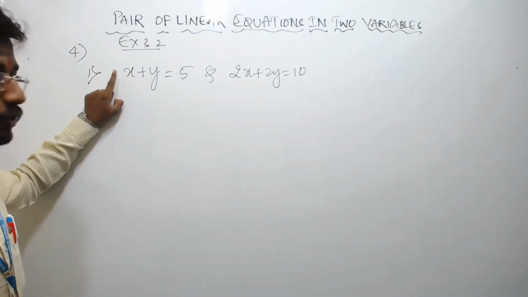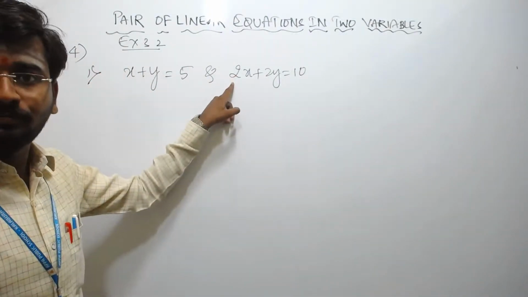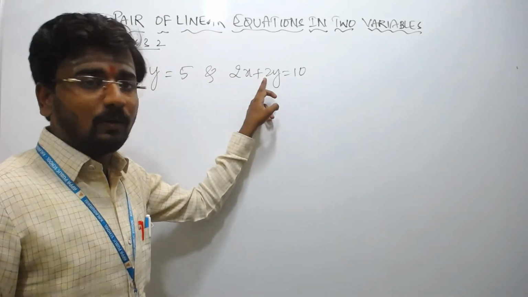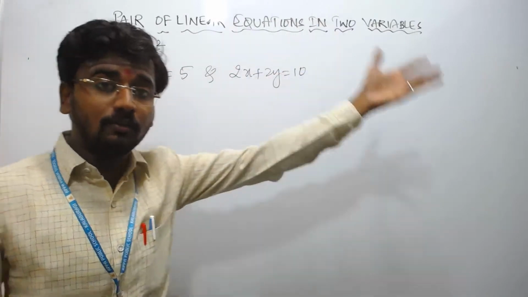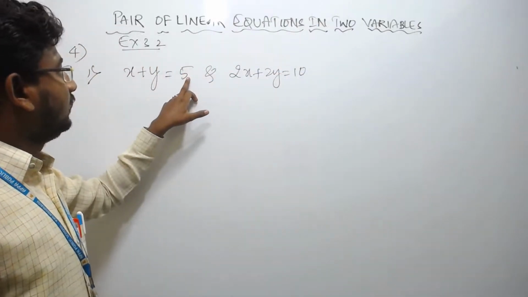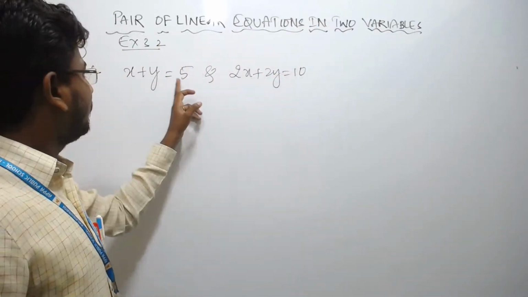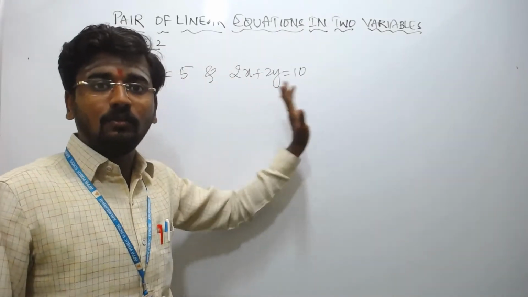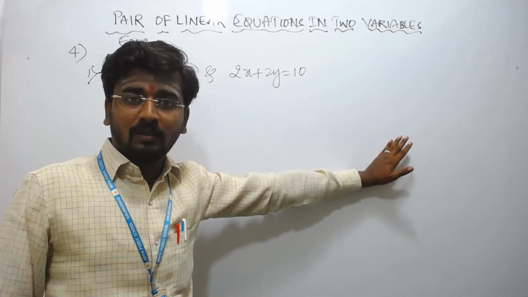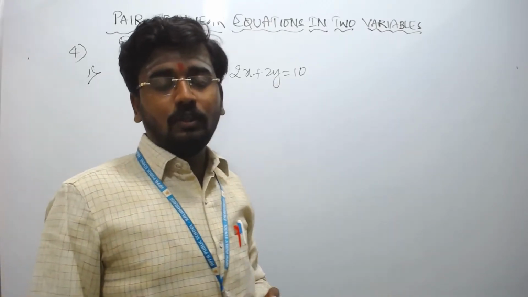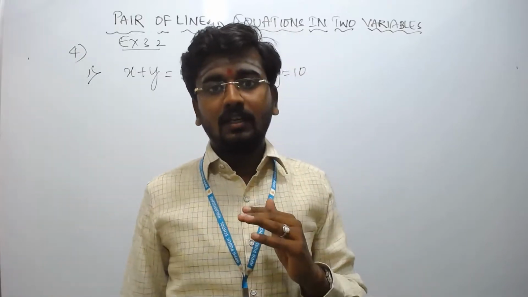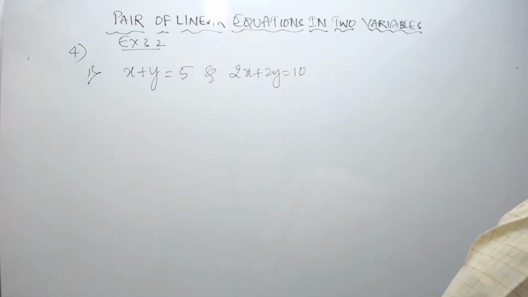How? See here. The value of A1 here is 1, here it is 2, 1 by 2. Again, B1 value is 1, B2 value is 2, 1 by 2. Both are equal. Now we have to check C1 by C2. Minus 5, minus 10, or even directly 5 by 10, 1 by 2. All are equal to each other. A1 by A2 is equal to B1 by B2 equal to C1 by C2. So the system is consistent or dependent and it has infinitely many solutions.